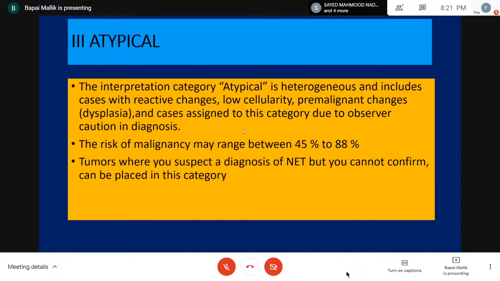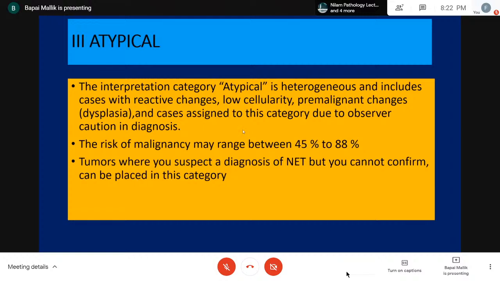One of the situations we often face is trying to use the term descriptive. Now, as far as this particular PSC system is concerned, you cannot use the phrase descriptive in any diagnosis. There is no place for a descriptive report. They're very, very categorical about that. Under these circumstances, when you are unable to say, it's better to put it as atypical. So this is where you can put it. The risk of malignancy in such cases can range from 45 to 88% depending on which study you're looking at.